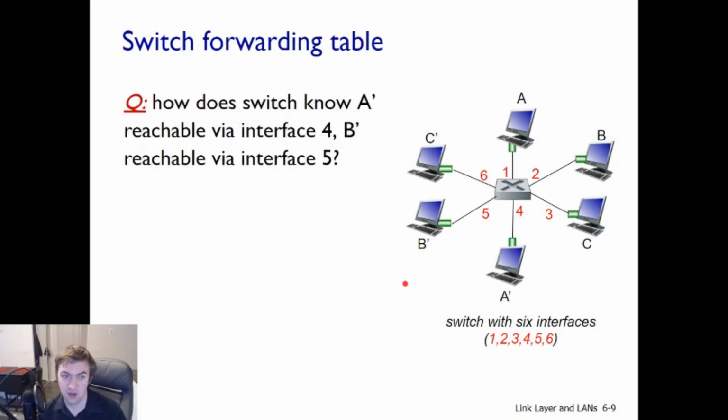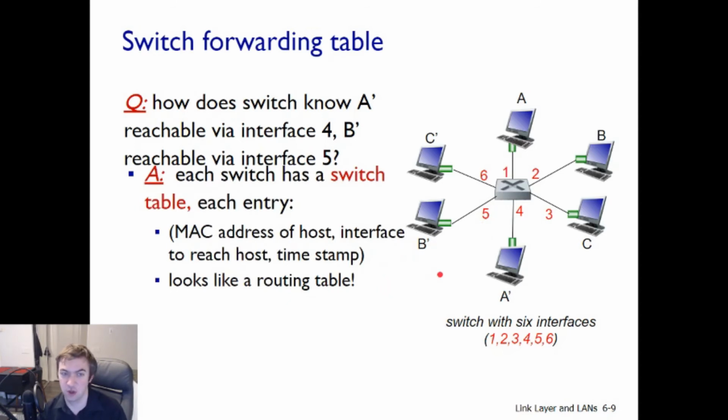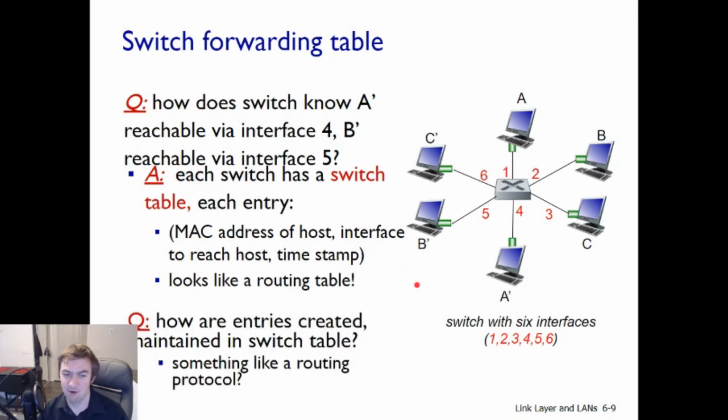Now the big question is, how does a switch know that it reaches A apostrophe using interface number 4, or that B apostrophe is reachable through interface number 5? The answer is that each switch has its own switch table, the entries of which contain the MAC address of each host, the interface to reach the host, and the timestamp. So it looks kind of like a routing table. But now this begs the question, how are entries created or maintained in the switch table? Do we use something like a routing protocol?